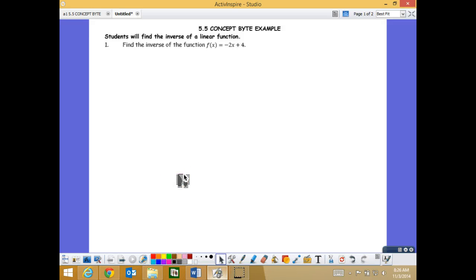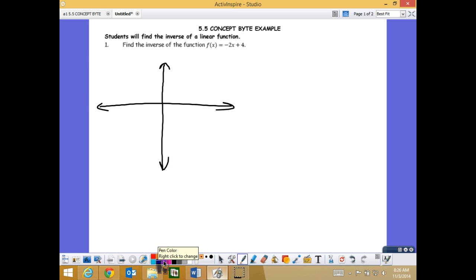Alright, so in this video we're going to talk about how we can find inverses of linear functions. And the first thing we're going to do is look at the graph of this particular function. And hopefully you guys can tell me that just by looking at the equation, the y-intercept is 4. And the slope is negative 2, or negative 2 over 1.